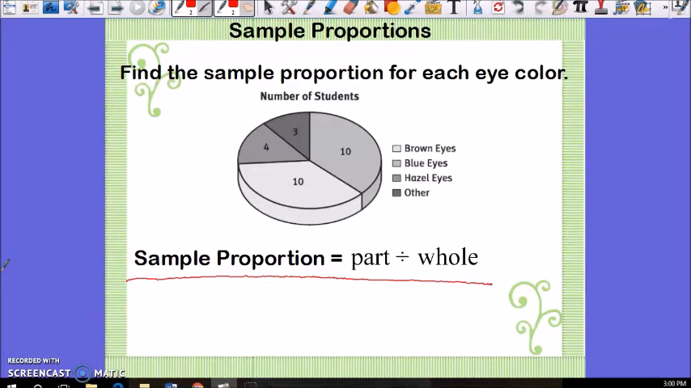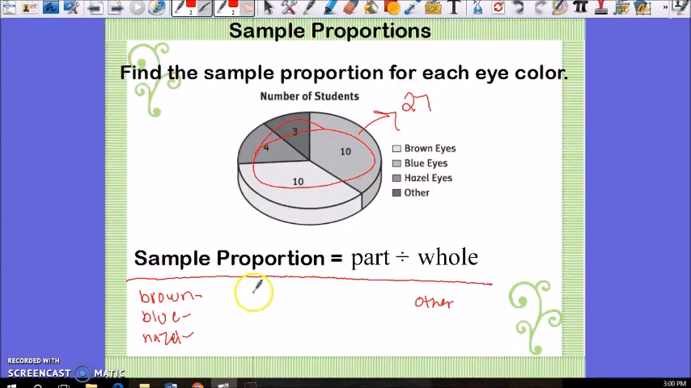Part divided by whole. So we're going to have to find the sample proportion for brown eyes, blue, Hazel, and other. So all these added together, how many do we have? 27. That is our whole. So each one is going to be divided by 27.